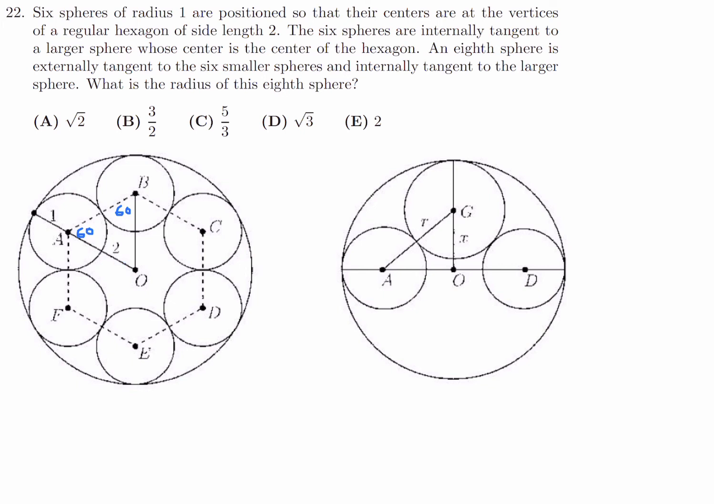So therefore, those are equilateral triangles. And since they're equilateral, all three sides are the same. So if that was 2, then this is 2. Correct? So that's how you know that from here to here is 2. Well, from here all the way to here is the radius of that larger sphere. So the radius of the large sphere is 3, since from here to here is 2, and from here to here is 1.